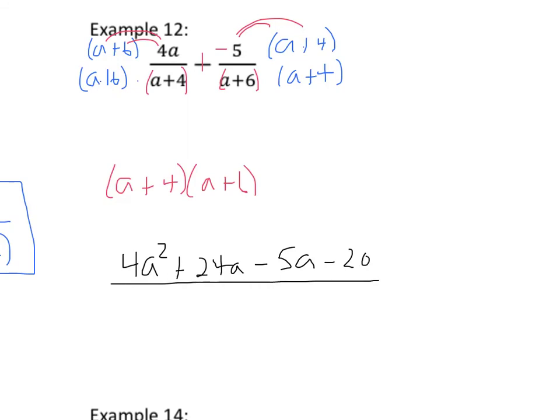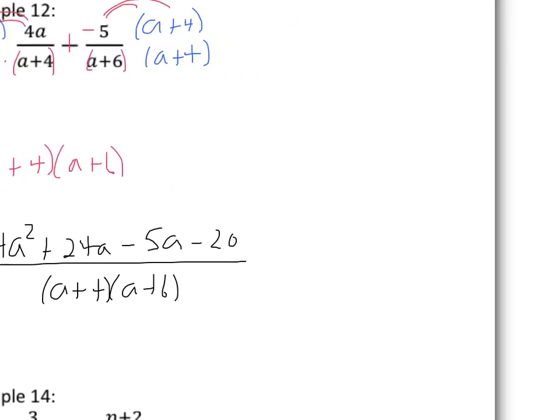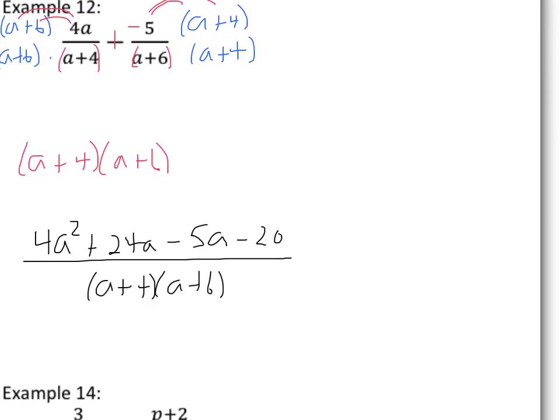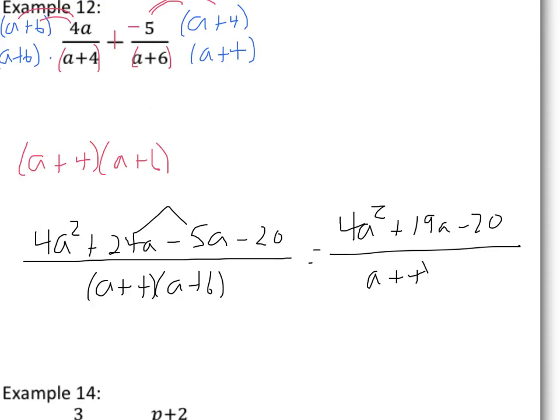Now it's all over each binomial, that is our common denominator. Any cleaning up should be done. So we have 4a squared. We have like terms here, which gives us a plus 19a minus 20, all over a plus 4 times a plus 6.